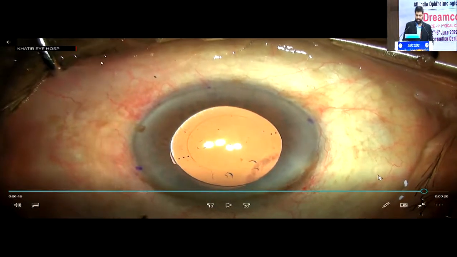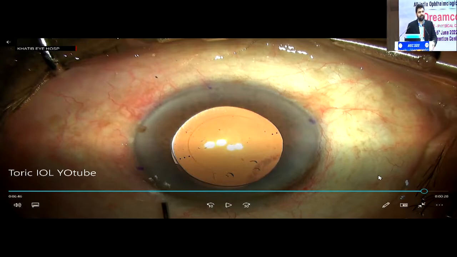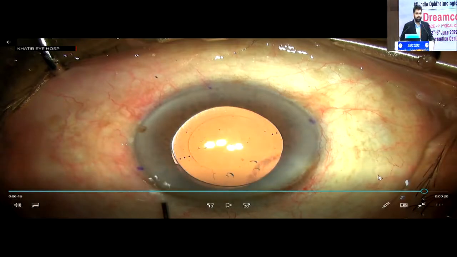So these are just some of the tips and tricks which you need to understand while planning toric lenses, and that's about it. So thank you.